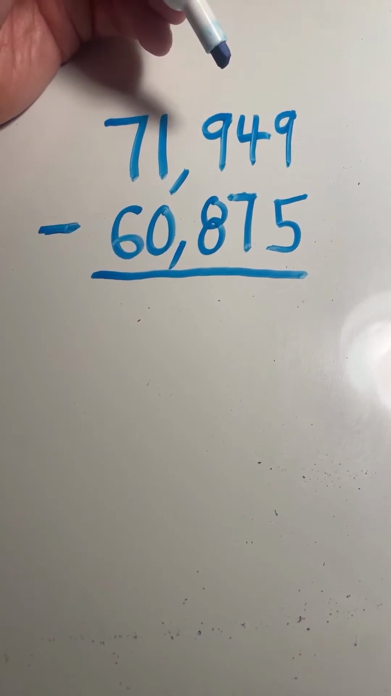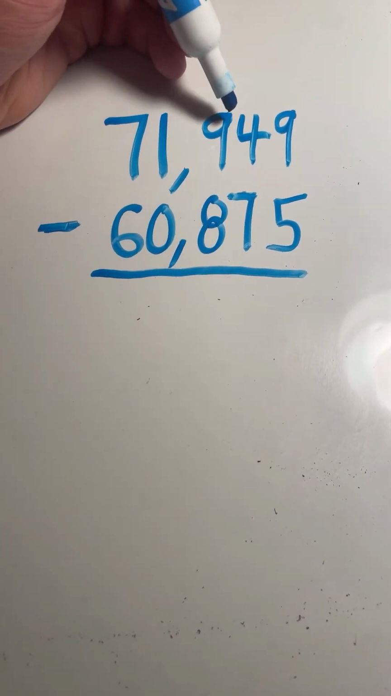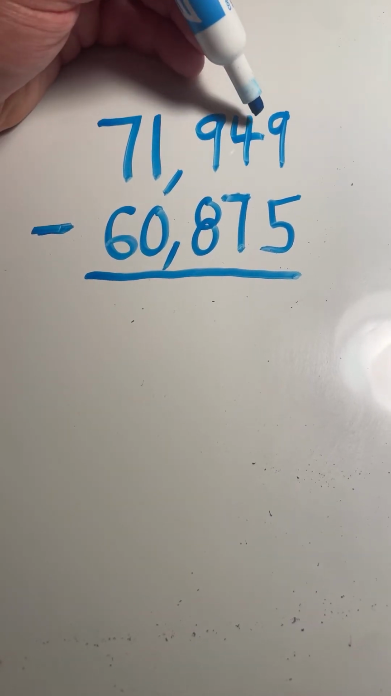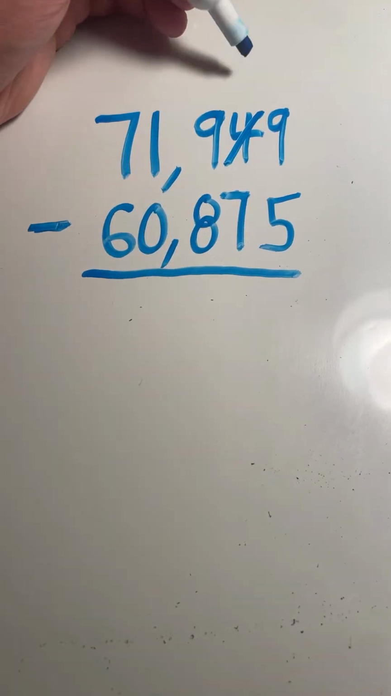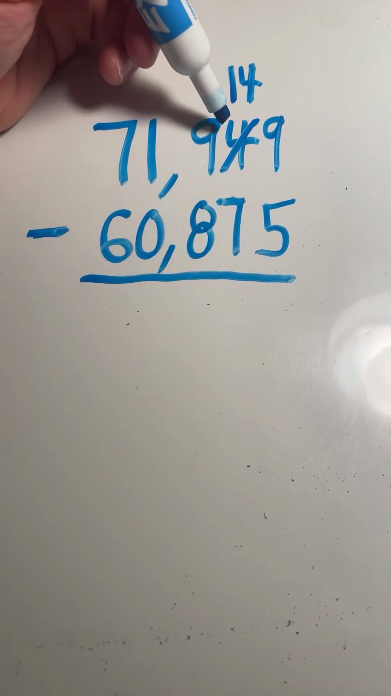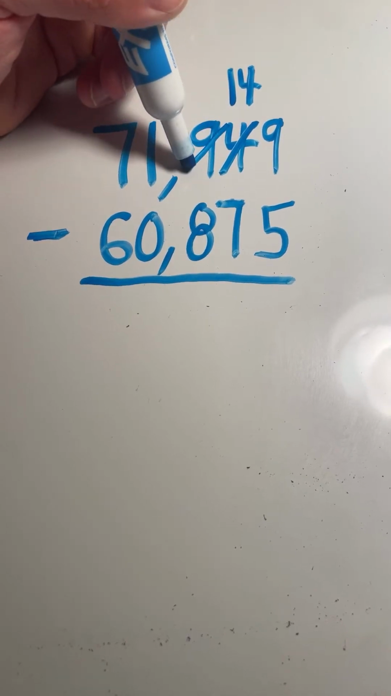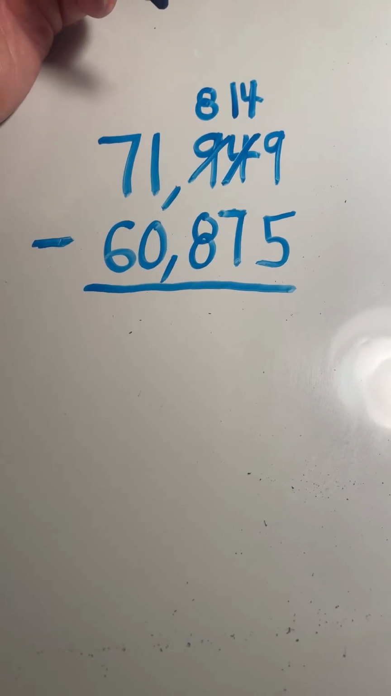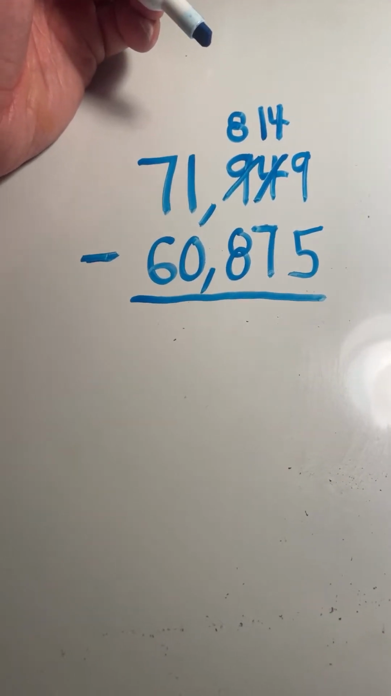So we regroup by adding a 10 and then taking 1 away from the column to the left. So the area that needs to be regrouped, the tens place, we're going to add 10. That 4 is going to become a 14. And then we have to take away 1 from the number in the hundreds place. That 9 is going to become an 8. And now we are ready to subtract.